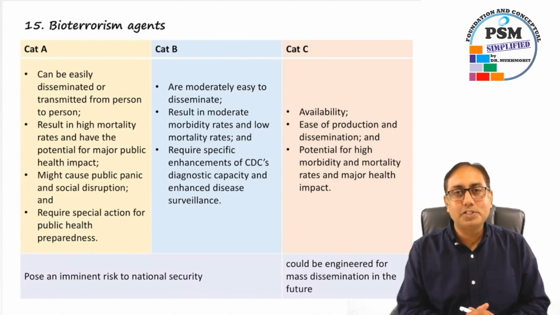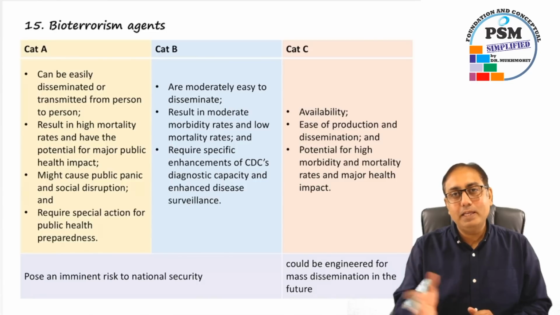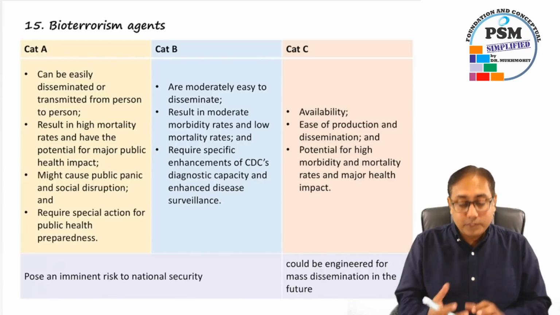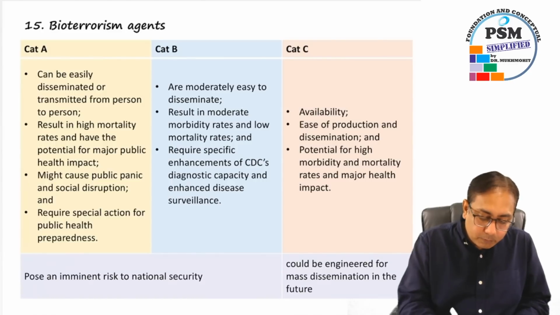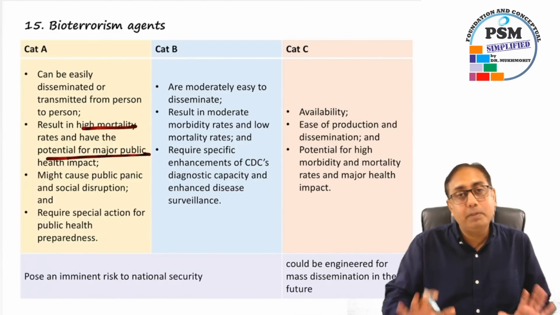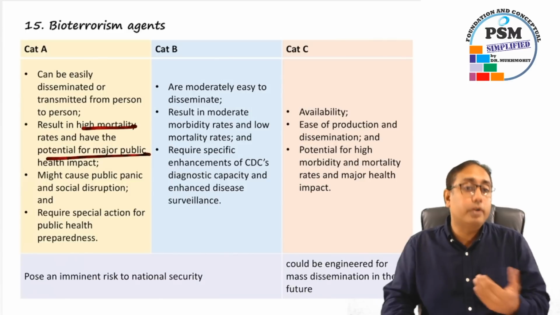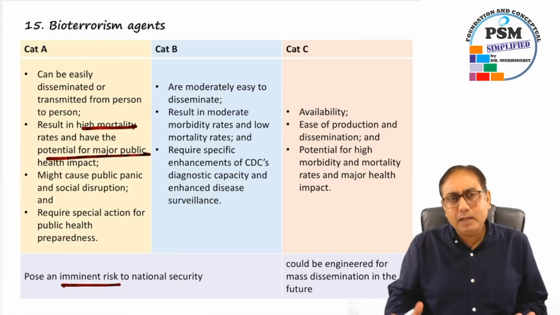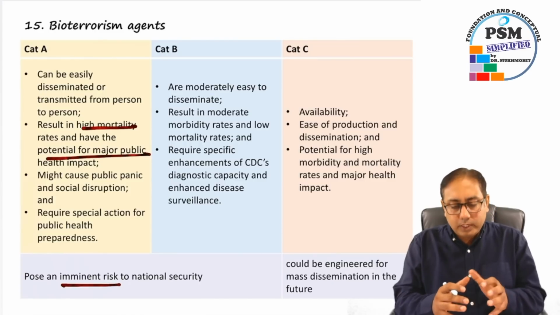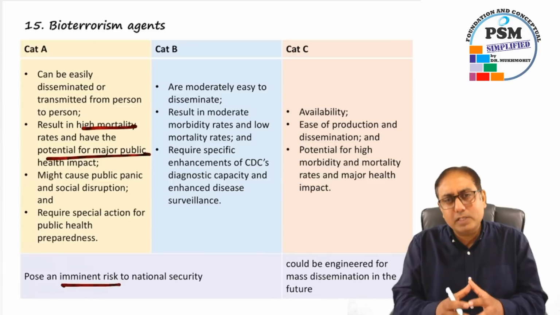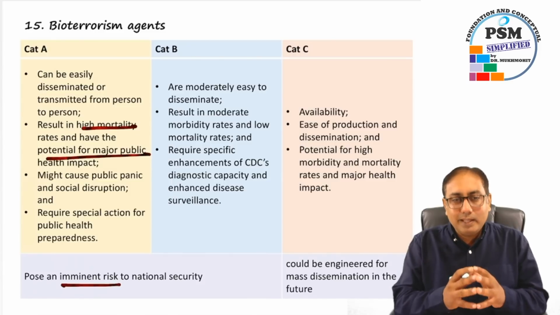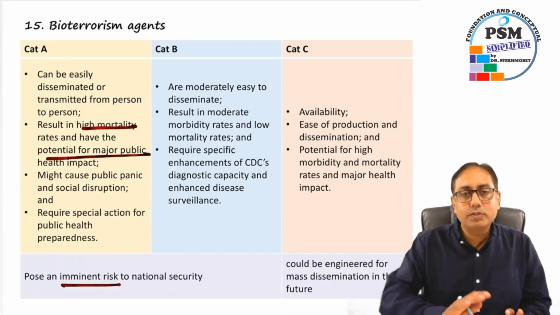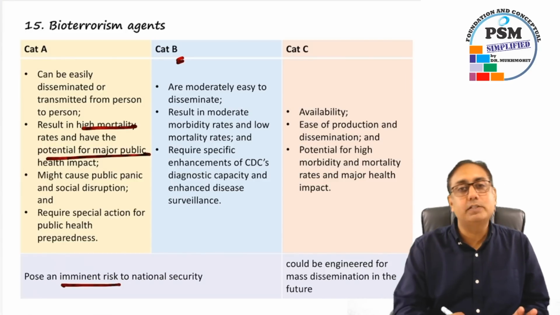Point number 15, bioterrorism agents. They can be categorized into category A, B, and C. Category A are the bioterrorism agents which you already know. These are the agents which cause a very high level of mortality and have a major public health impact, and they pose imminent risk to national security. Category B are also bioterrorism agents, bacteria or viruses or fungi or parasites, whatever. But they are moderately easy to disseminate. They do cause some disease, but they don't cause very high death rates. But yes, they are a menace for the system.